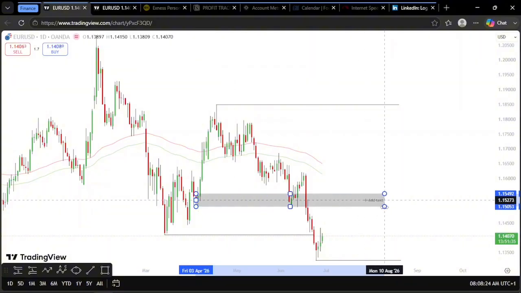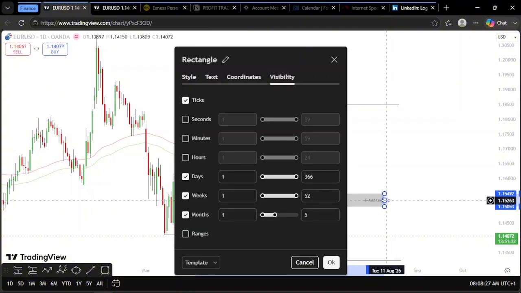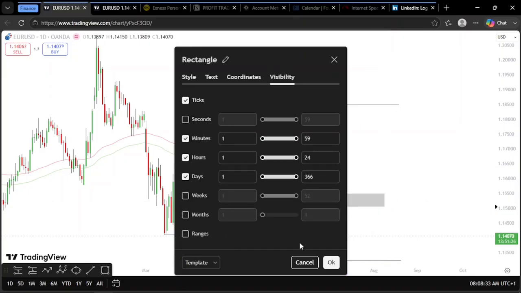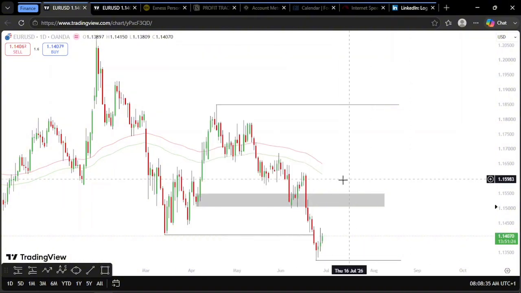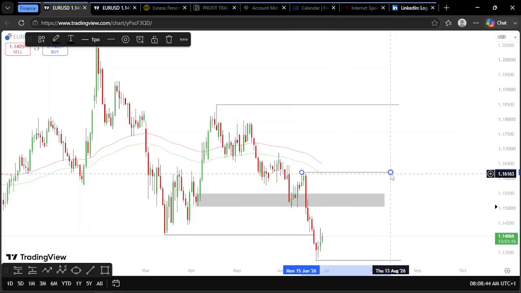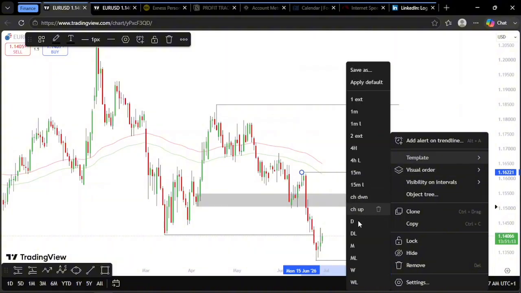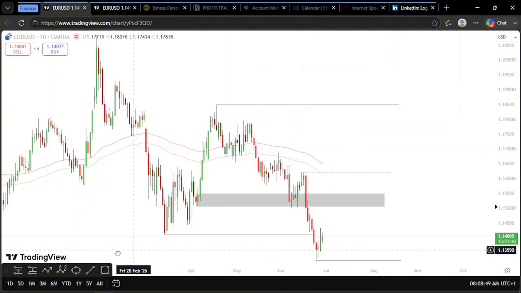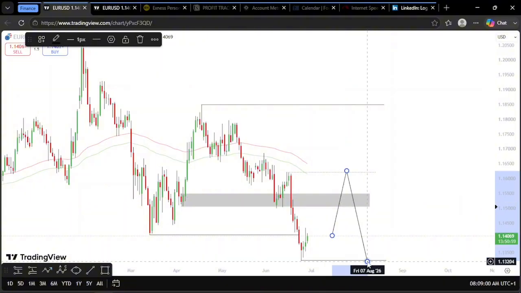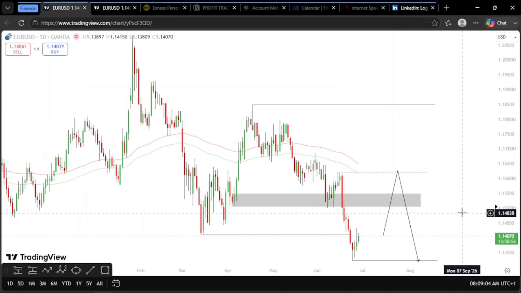I'll be looking for price to come here, or we can wait for price action to come here also. So this will be the daily liquidity. Just to put it into perspective, I'll be waiting for price action to come here or here for us to start looking for a sell entry, a sell confirmation on the 4-hour time frame.